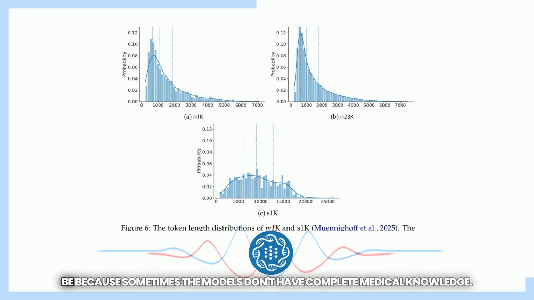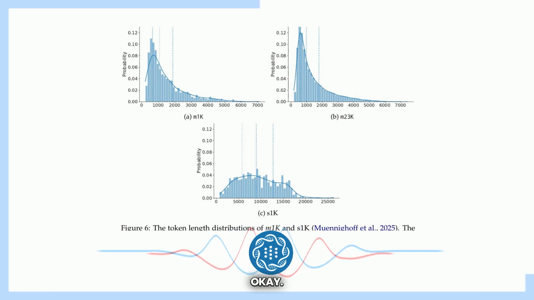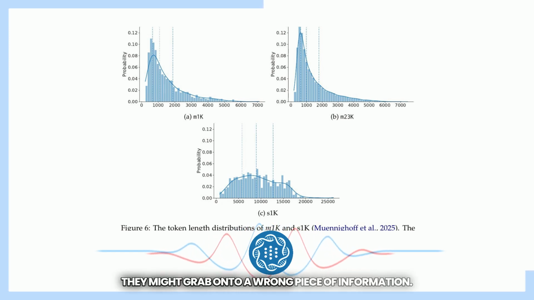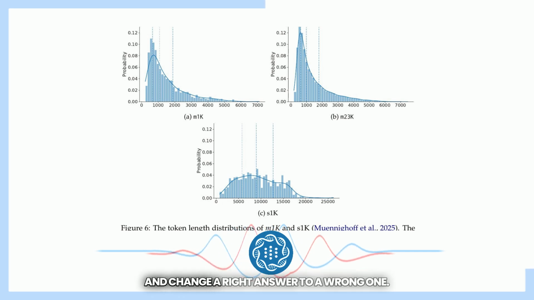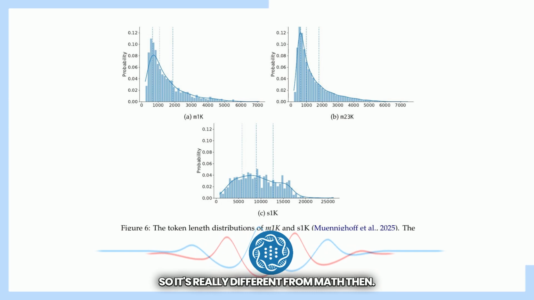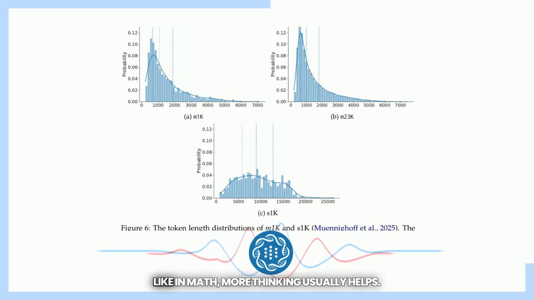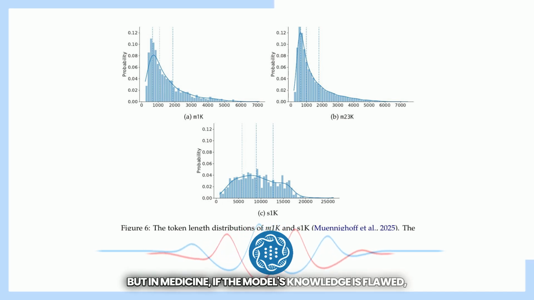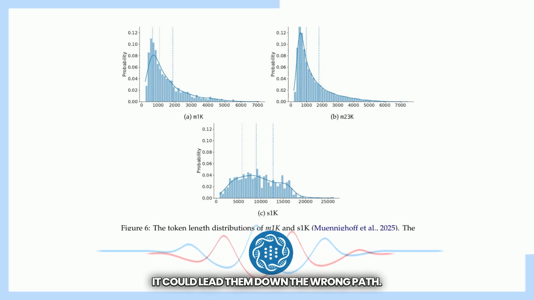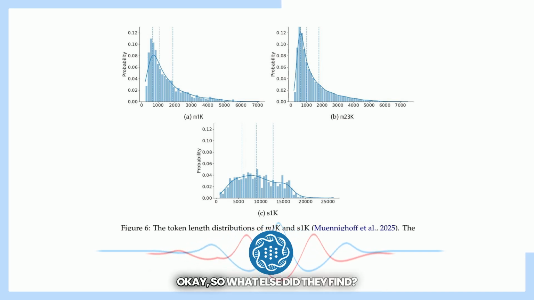Why would that happen in medicine specifically? They think this might be because sometimes the models don't have complete medical knowledge. So when they're forced to think more, they might grab onto a wrong piece of information. Right, and change a right answer to a wrong one. Exactly. So it's really different from math then. Yeah, it highlights a key difference. In math, more thinking usually helps. But in medicine, if the model's knowledge is flawed, more thinking might just make it worse. It could lead them down the wrong path. That's fascinating. Okay, so what else did they find?